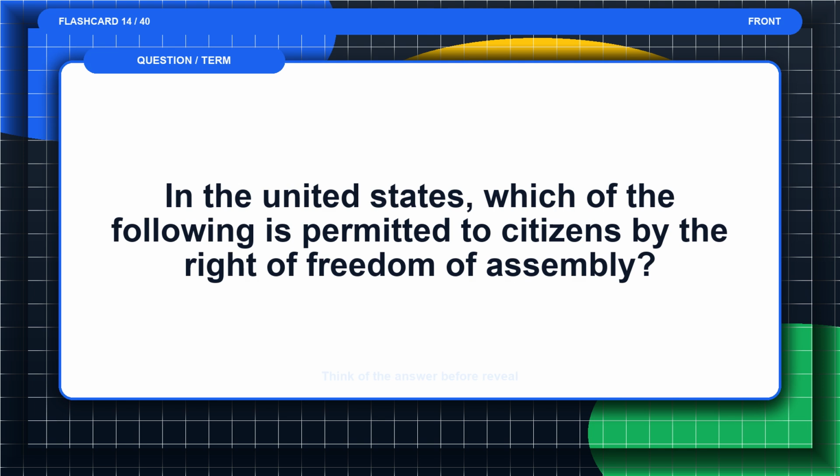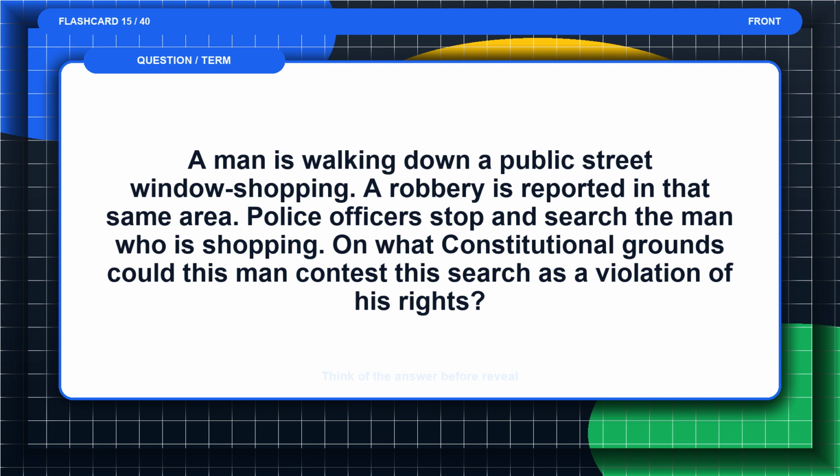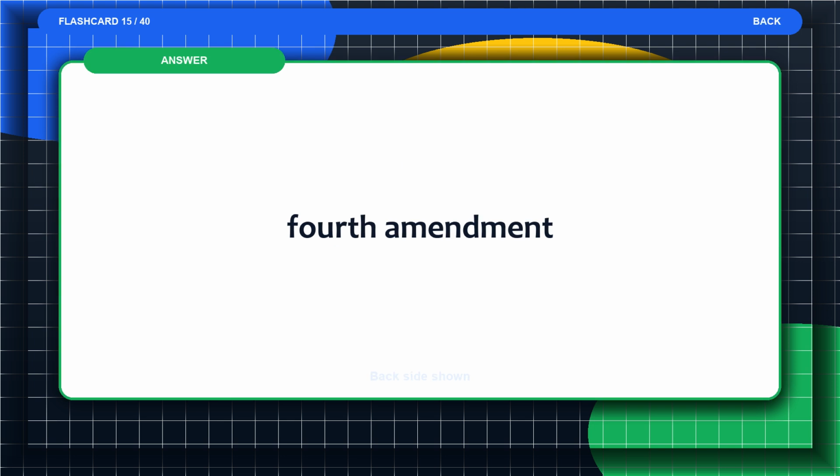Flashcard 14. In the United States, which of the following is permitted to citizens by the right of freedom of assembly? Think of the answer before the reveal. The answer is the right to demonstrate. Flashcard 15. A man is walking down a public street window shopping. A robbery is reported in that same area. Police officers stop and search the man who is shopping. On what constitutional grounds could this man contest this search as a violation of his rights? Think of the answer before the reveal. The answer is Fourth Amendment.